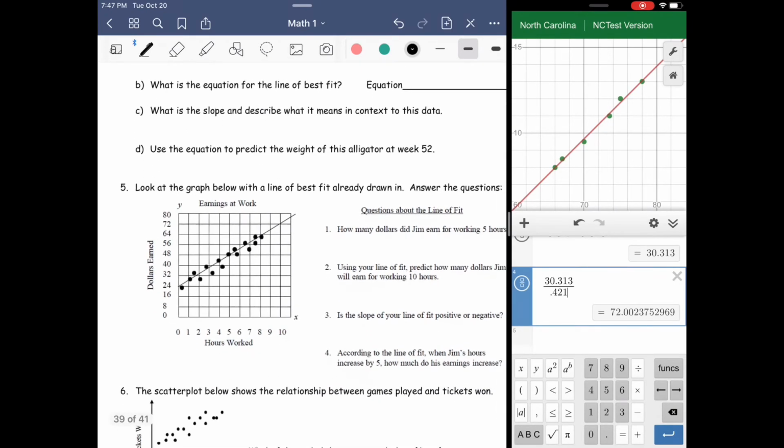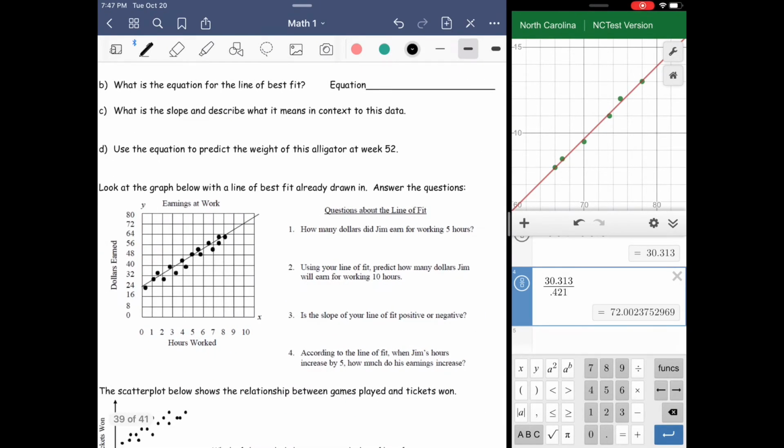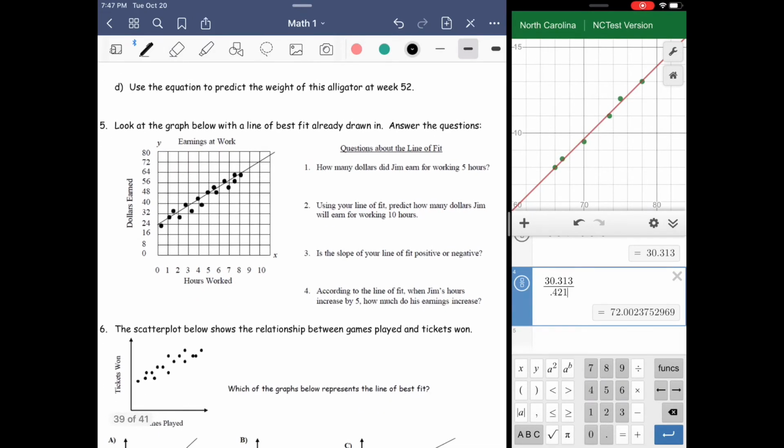All right, so let's look at another example. So if I'm looking at this example, it's already graphed for me. It says, how many dollars did Jim earn for working 5 hours? So the first thing I'm going to recognize is I have hours worked and dollars earned. So this is my X, this is my Y. So working 5 hours, that's an X value. So if I go to 5, I can see that that correlates with approximately $48.